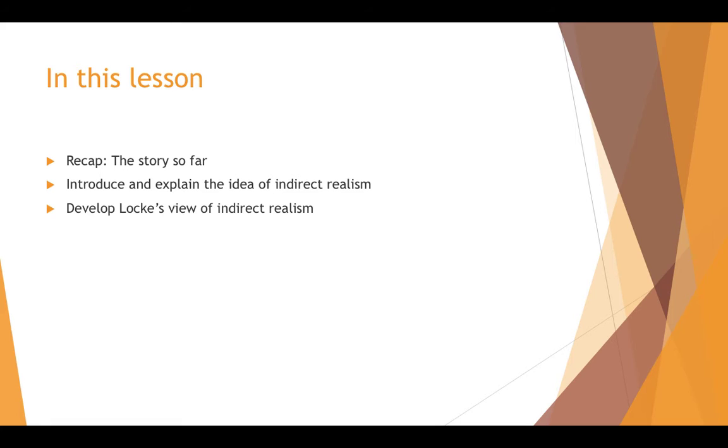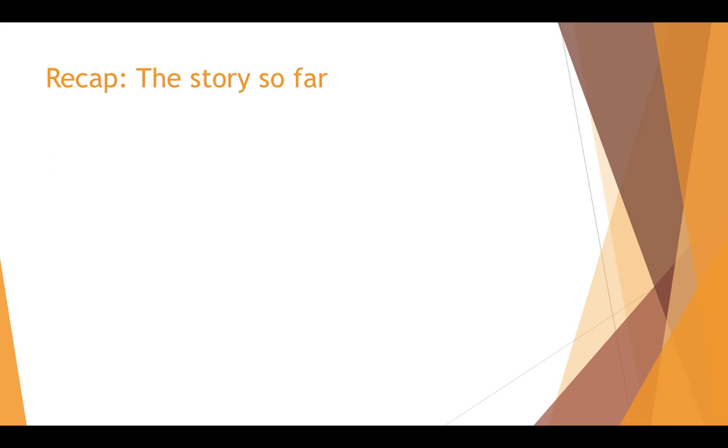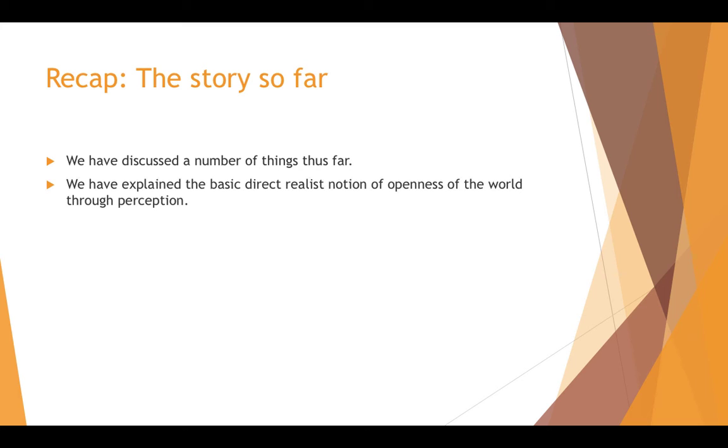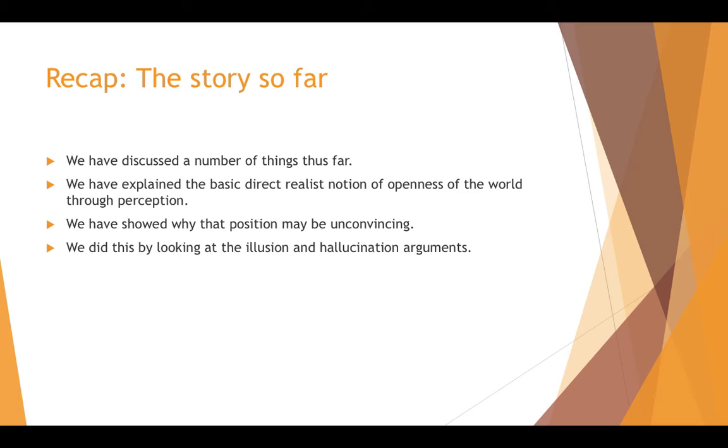And then we're going to finally just touch on John Locke's view of indirect realism and really where it came from. So what's the story so far? We've discussed a number of things thus far. We've explained the basic idea of the direct realist notion of openness of the world through perception. I perceive something with my mind. I have a direct link between that and the object. We then showed why that position might be unconvincing by looking at the hallucination argument and the illusion argument.